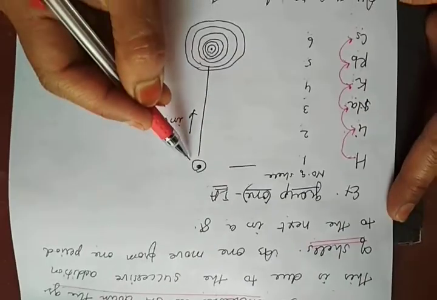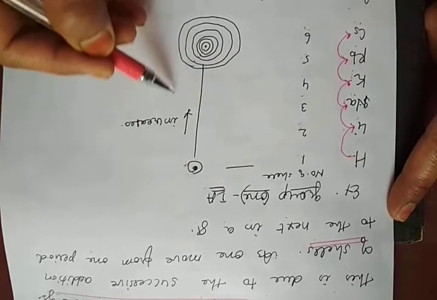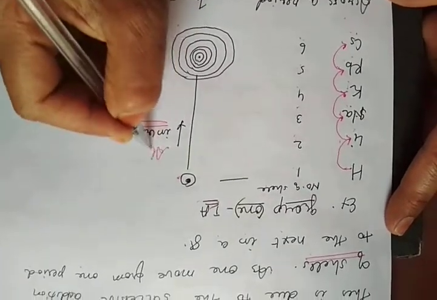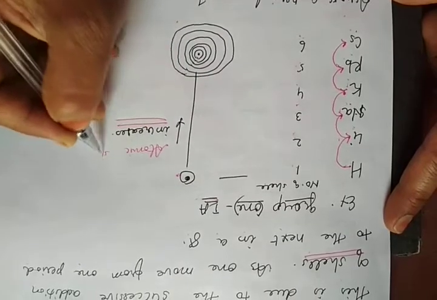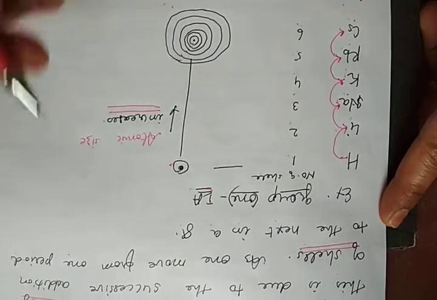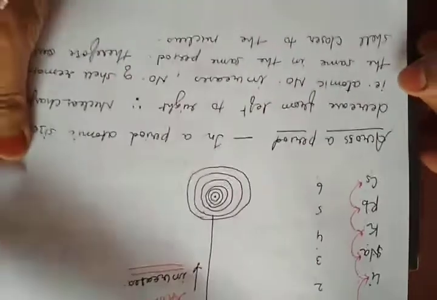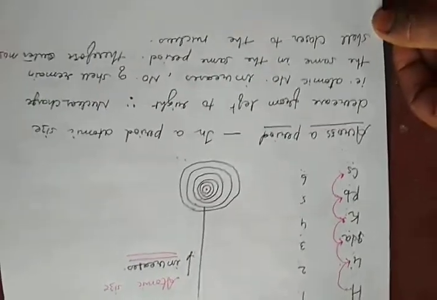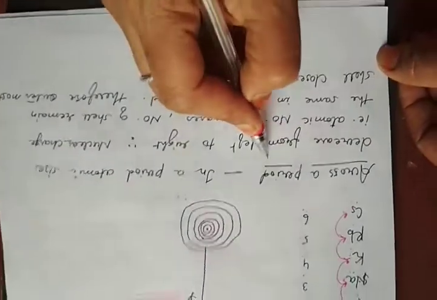As the number of shells increases from top to bottom, atomic size also increases. So we have to remember it: the atomic size increases down the group when one moves from top to bottom. Now across the period, how does it vary, whether it increases or decreases across the period?